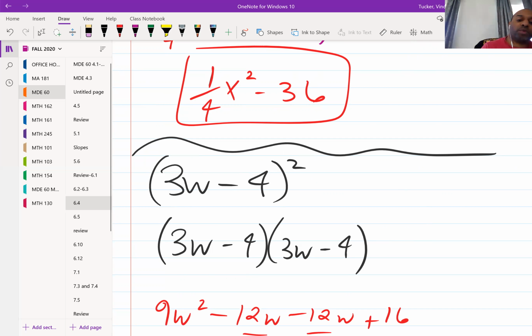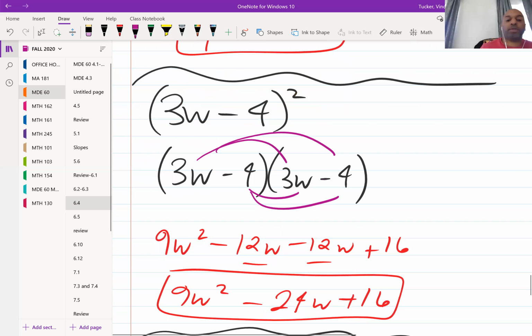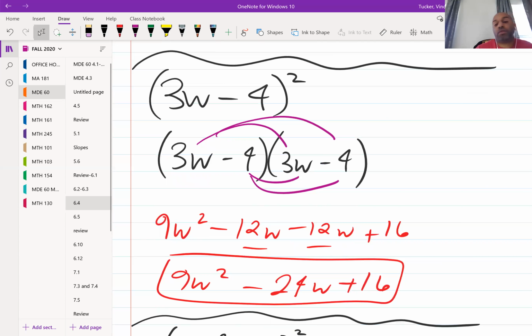And so that means we would go ahead with our distribution. 3w times 3w is 9w squared. 3w times negative 4 gives you negative 12w. Negative 4 times 3w, negative 12w, then negative 4 times negative 4, 16. And most definitely don't forget to keep your sign integrity. Negative 4 times negative 4 is positive 16, but negative 4 times 3w is negative 12w.